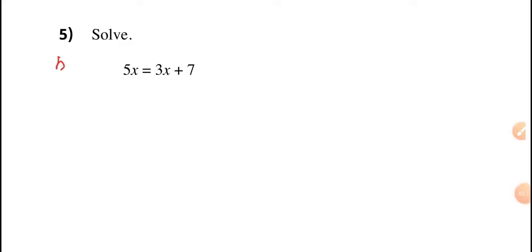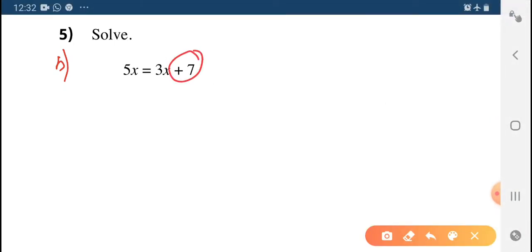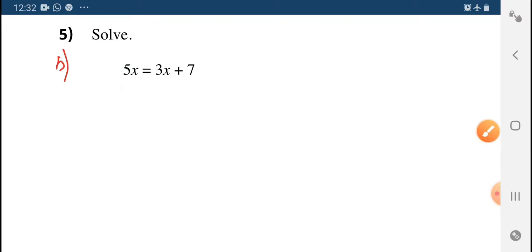Question 5b. Okay, solve 5x is equal to 3x plus 7. So slightly different. So like before, we can't touch the plus 7 first because we don't know what we're subtracting here. So we've got unknown quantities. So we look at which side has more x's. On the left hand side we've got 5x, and on the right hand side we've got 3x. So obviously on the left hand side we have more x's. So what we can do is subtract 3x from both sides. So take away 3x from here, take away 3x from here.